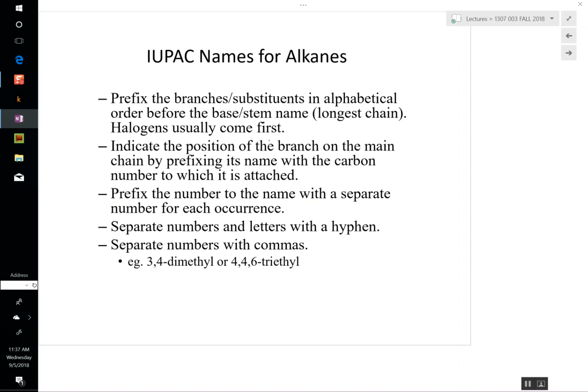And notice here, we don't have a molecule to look at, but here's something that's a triethyl, but 2 of these ethyl groups are on the 4th carbon. We still put 4, 4. 4, 4, 6, triethyl. 2 of them are on the 4th carbon.